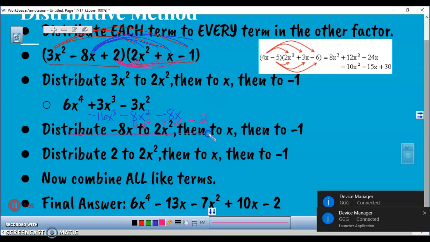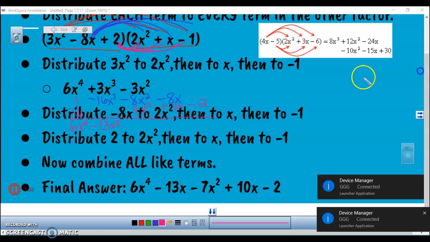So when I go to combine like terms, I will combine them straight down like addition. 6x to the 4th. This would give me negative 13x to the 3rd. Next, this will give me negative 7x squared. This will give me negative 6x. And then minus 2.